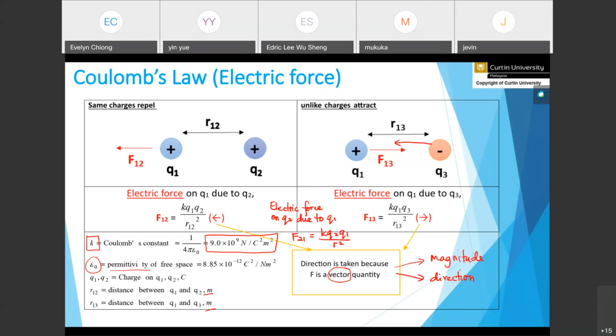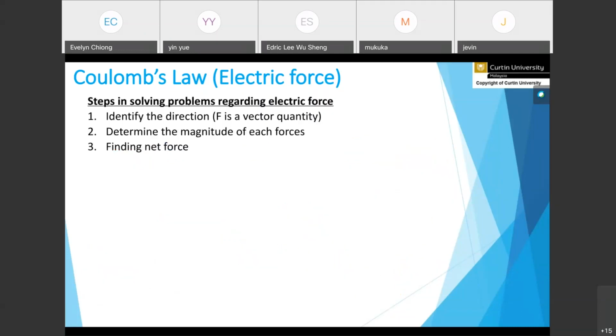Okay, so now you have been introduced to this. So now we want to try to solve a problem, calculating electric force. Okay, so some steps in solving electric force problems. First, you have to identify the direction, because we know that electric force is a vector, so it has magnitude as well as direction. So how do we determine the direction? You have to remember that same charges repel. Unlike charges attract each other.